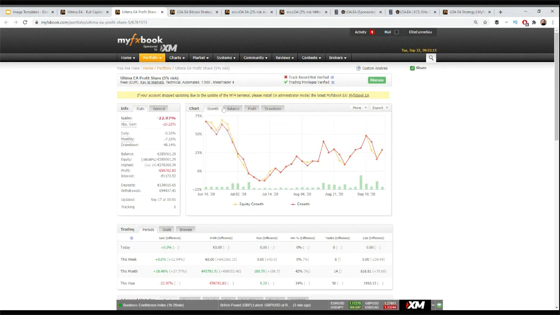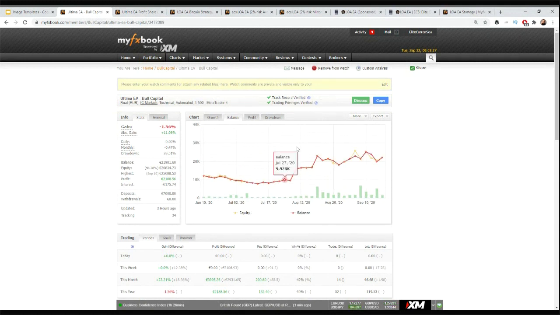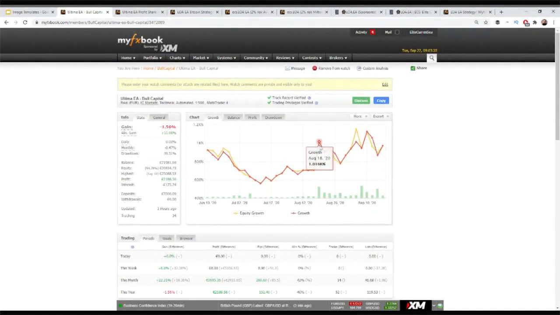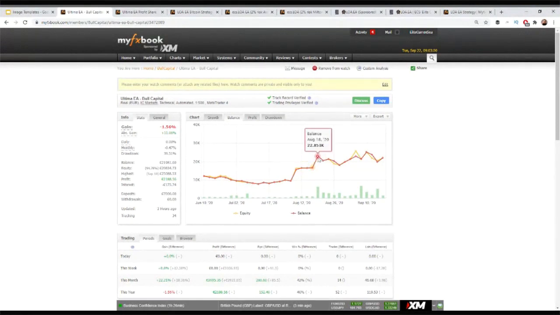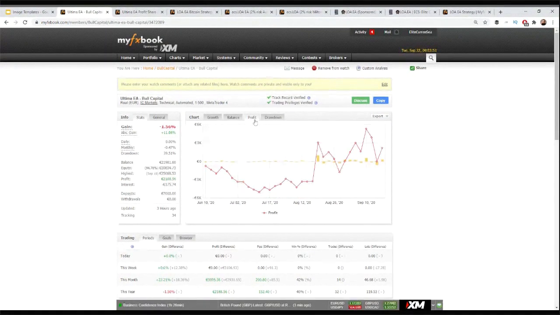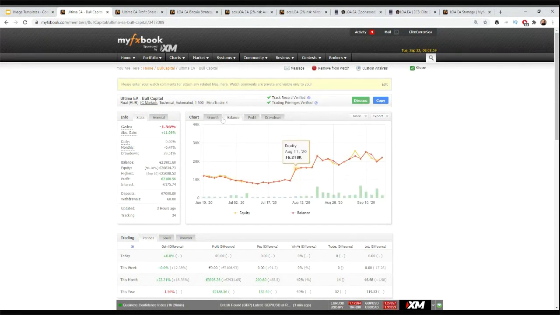Ali's adding that Mislav added capital. Correct, he did, but I'm not sure if that should impact the percentage, though. Maybe it could indeed. I don't know, actually. It's a good question. I don't know how my FX book works with this. It would impact the balance, certainly, right? Definitely the balance. Not sure about the growth.